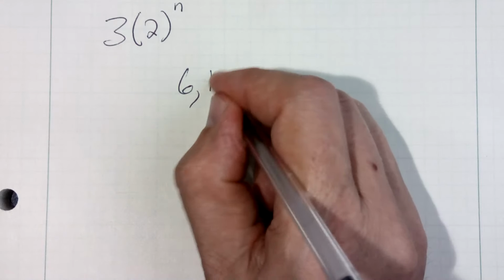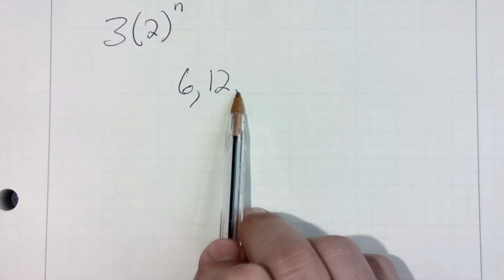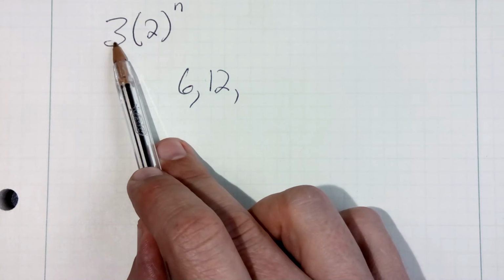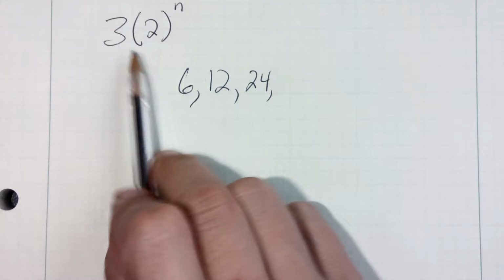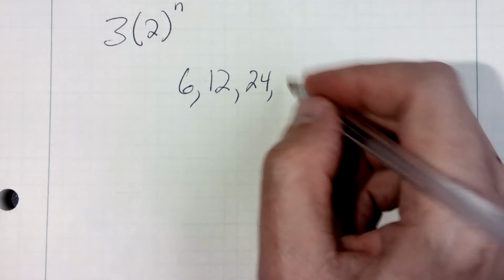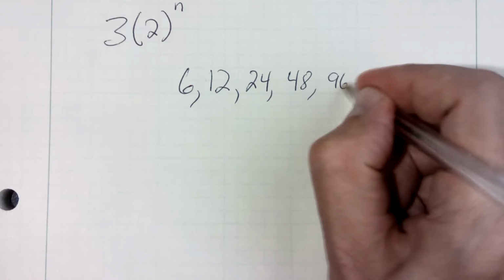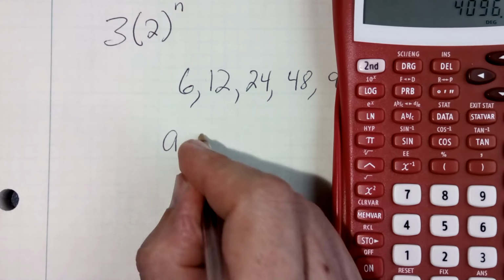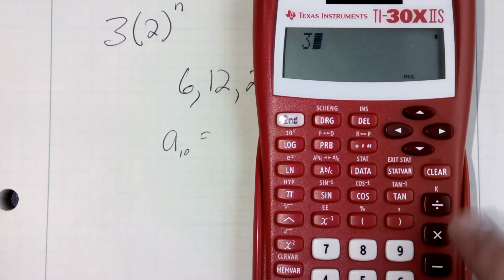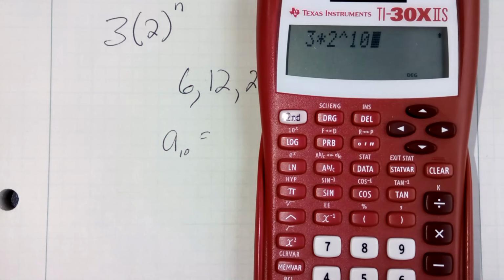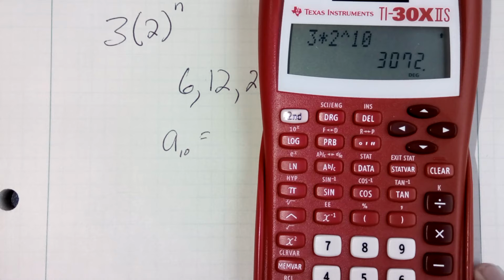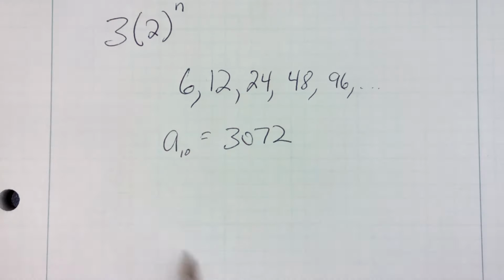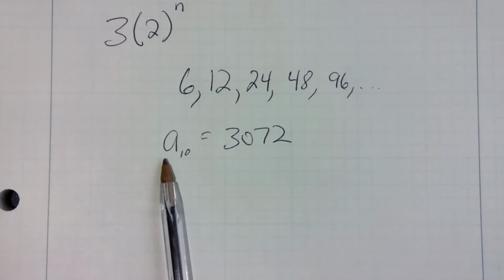If you'll notice, though, I'm going to start doubling, because that's what the 2 does. If I did one more, put a 3 in here, 2 to the third power is 8. 8 times 3 is 24. And then I really don't even have to look at the rule. I can just start doubling these terms if they want the first 5 terms: 48, 96, and so forth. But let's say they want the 10th term. That's when I grab the calculator and I go 3 times 2 raised to the 10th power equals 3072. So the 10th term would be 3072. A calculator will be very helpful in finding specific terms, and then you can just write out the terms.